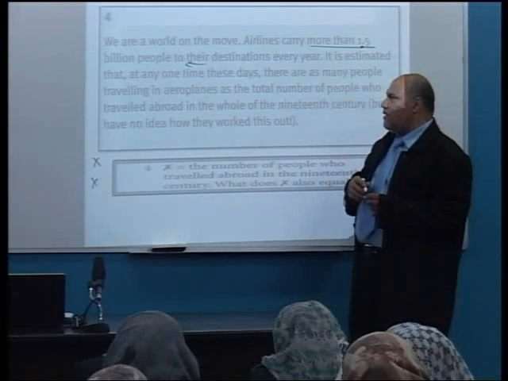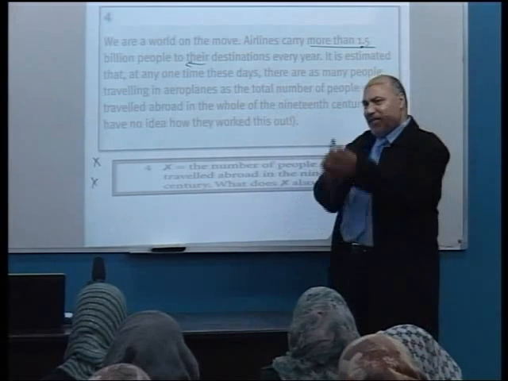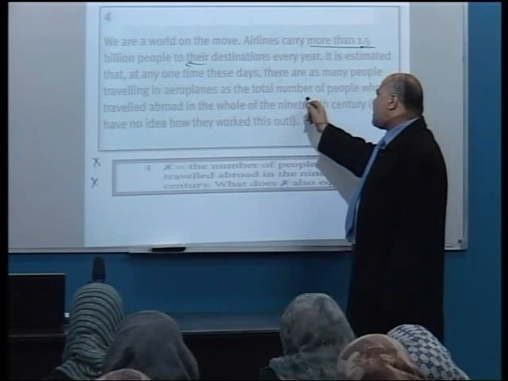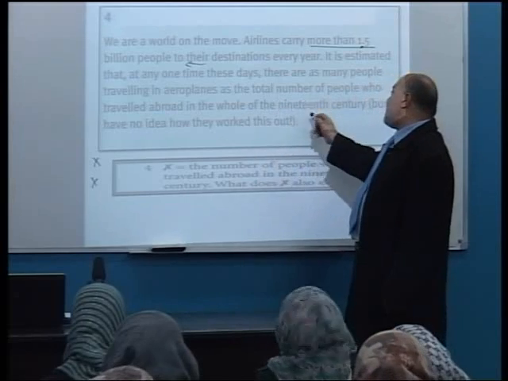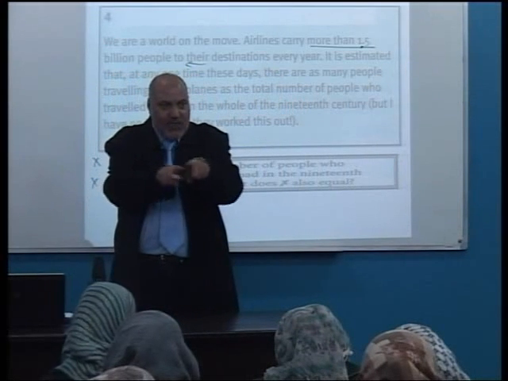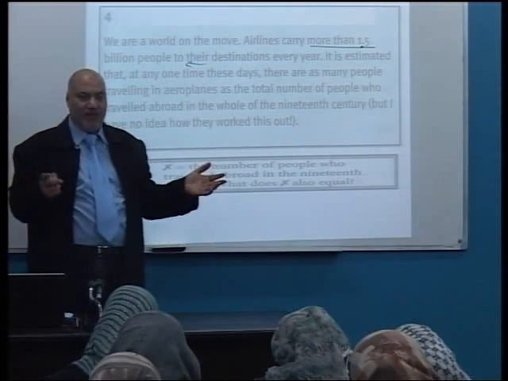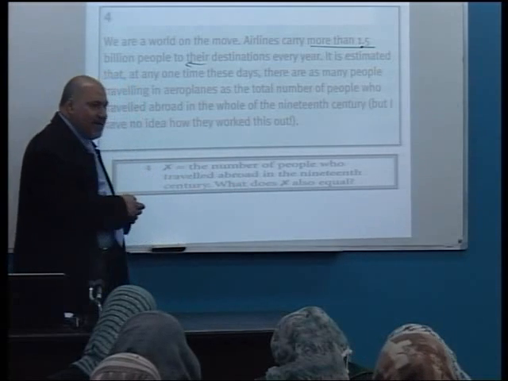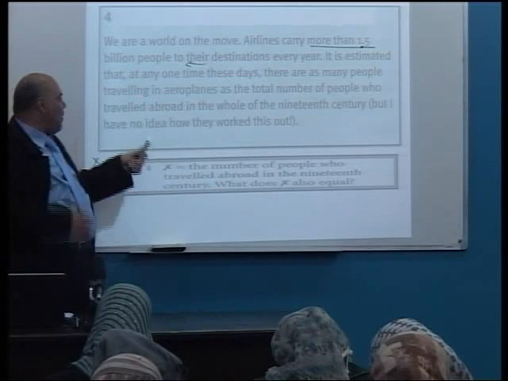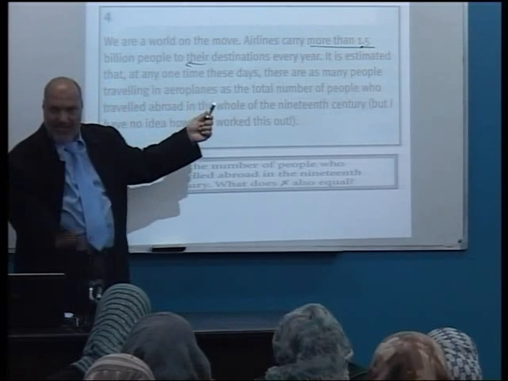It is estimated that at any one time, at any one moment, these days, nowadays, there are as many people traveling in aeroplanes as the total number of people who traveled abroad in the whole of the 19th century. So the number of people who travel now in one moment equals the number of people who traveled abroad in the 19th century, in all the century. So what does X also mean? X means the number of people who are traveling in aeroplanes just now.